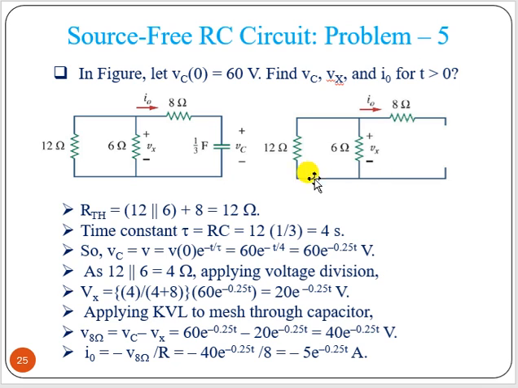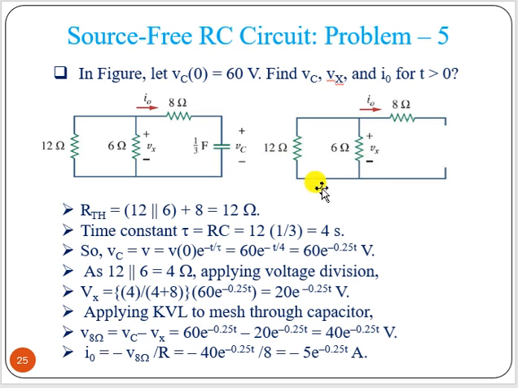So now what happens? We have to find out Vx. Vx is across these. Now these two in parallel. These two in parallel, so equivalent resistance of that is what? Nothing but 4 ohm, 12 parallel 6.